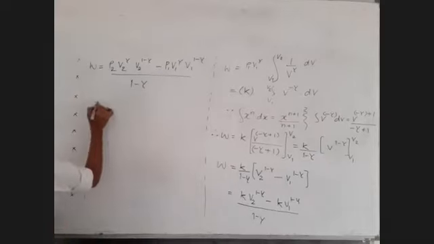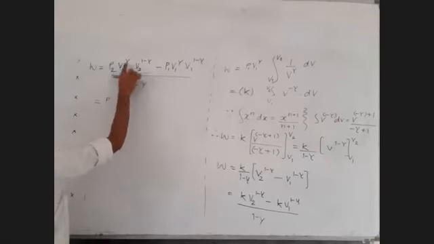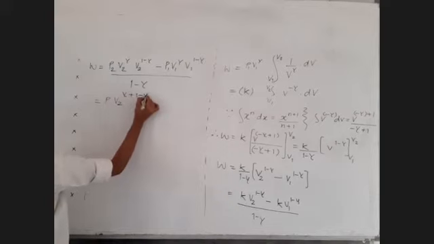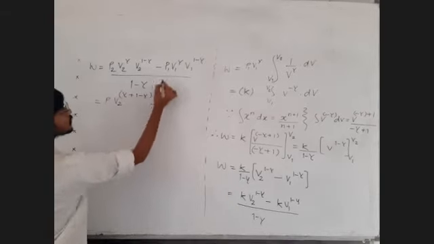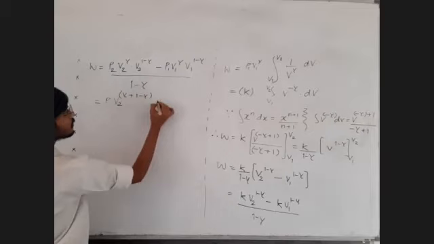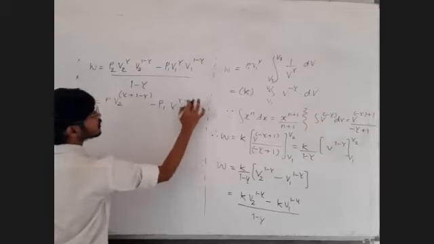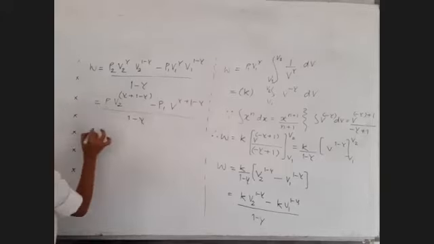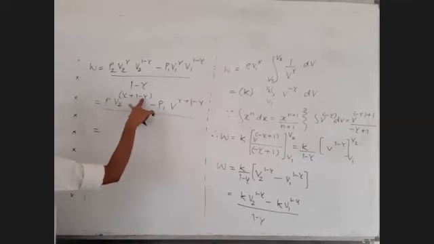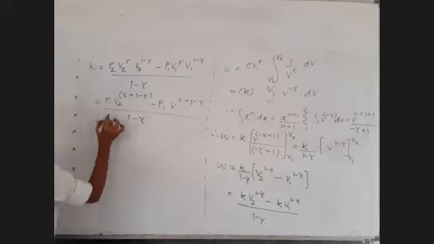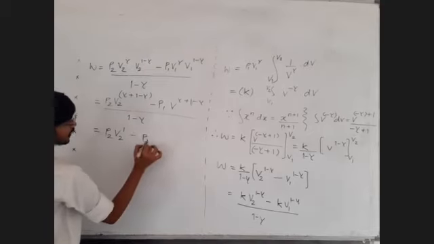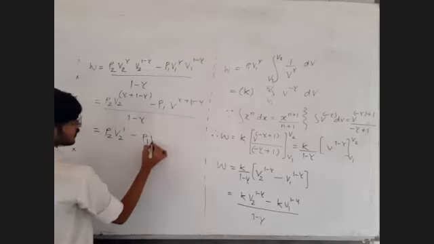Fine. This P2 will remain as it is. Base same, multiplication, addition of indices. So V2 raised to gamma plus 1 minus gamma, minus gamma plus this 1 minus gamma, whole divided by 1 minus gamma. So sir, gamma minus gamma cancel, V2 raised to 1, P2 V2 raised to 1 minus P1 as it is, gamma minus gamma cancel, V1 raised to 1, divided by 1 minus gamma.